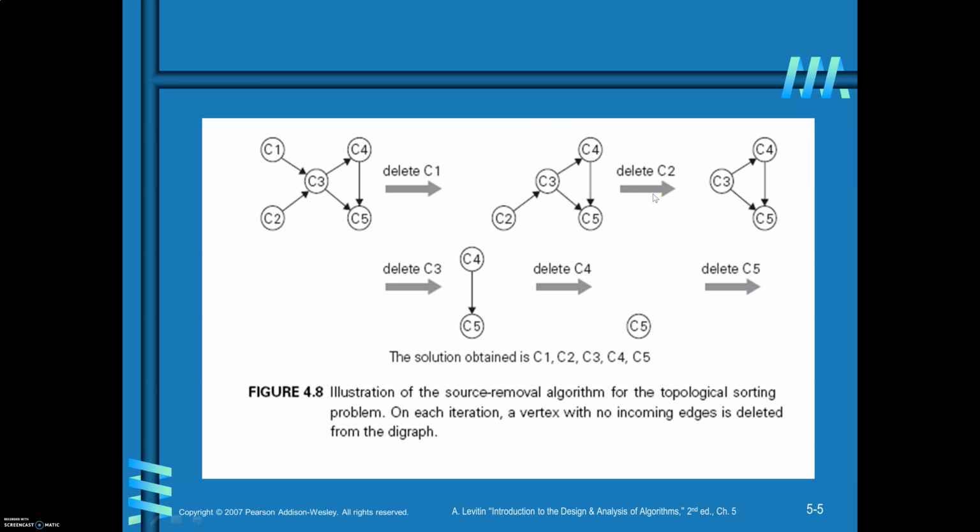Delete C4. With that, the resultant graph contains C5. The only node left is C5. Delete that also. With that, no nodes are left to delete from the graph. So now all the nodes have been deleted. No more source vertices are remaining. The order in which you have removed the source vertices will give you the topological sorting. That is C1, C2, C3, C4, C5 is the topological ordering.